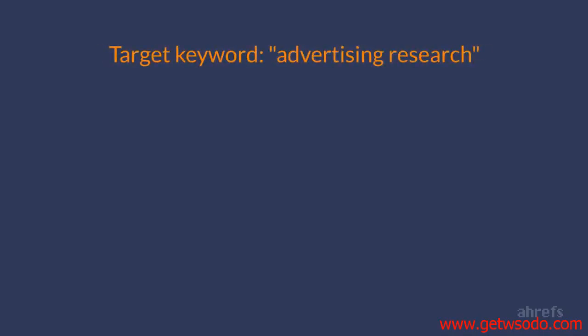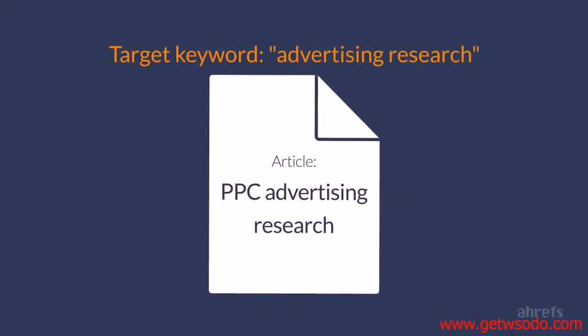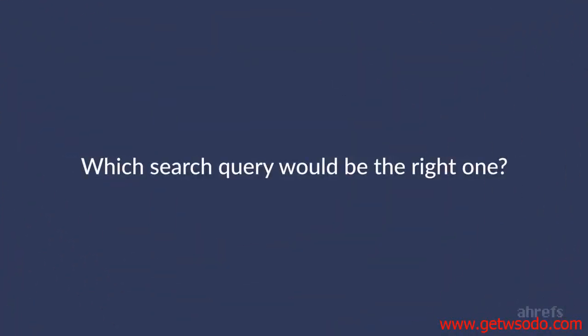So we would make a big mistake if we tried to target the keyword "advertising research" with an article about pay-per-click advertising research. That article would not meet the so-called searcher intent, which Google can easily figure out by looking at how users behave after clicking on your article in the search results. They would simply bounce if they didn't see what they were looking for. So which search query would be the right one for that article?